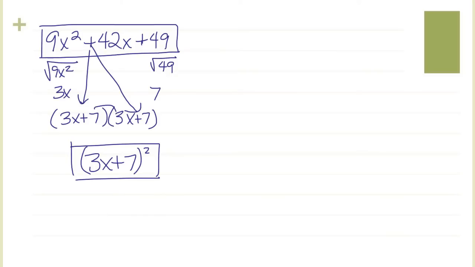3x times 7 is 21x. 3x times 7 is 21x. 21x plus 21x is 42x. So we know it's right.